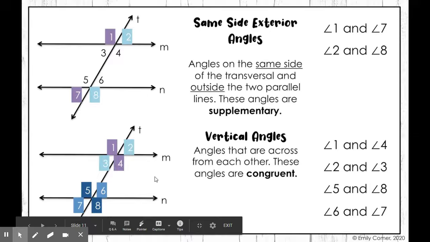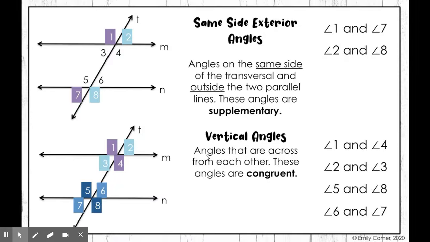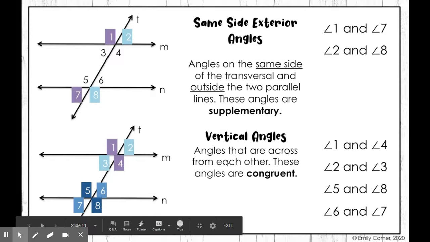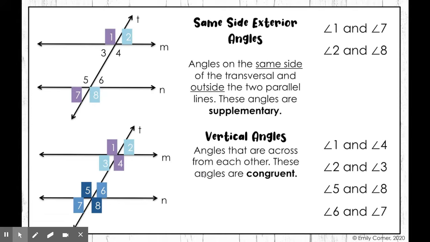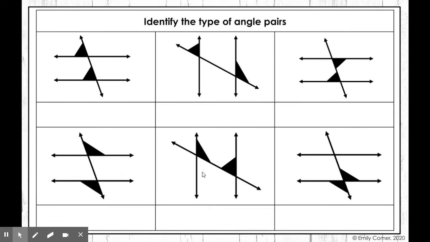And this is going to be very helpful. Overall, it's a simple concept to understand once you get the vocabulary down. So I'd like you all to take a minute to pause this video and identify with a vocabulary word the type of angle pairs, whether they're alternate interior, alternate exterior, etc.